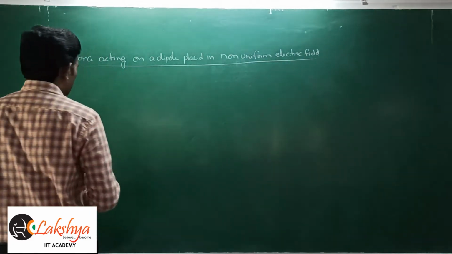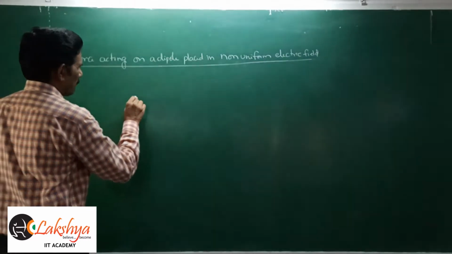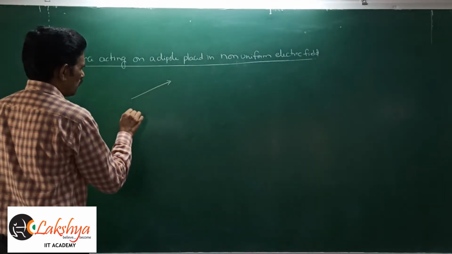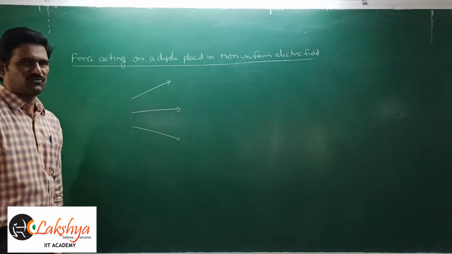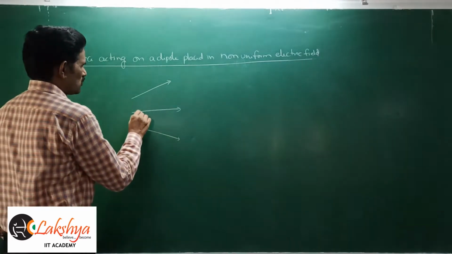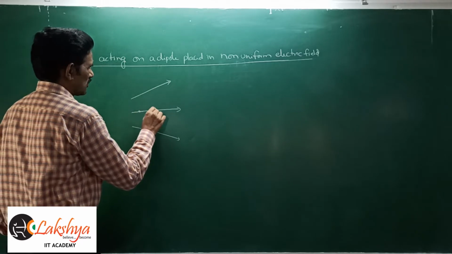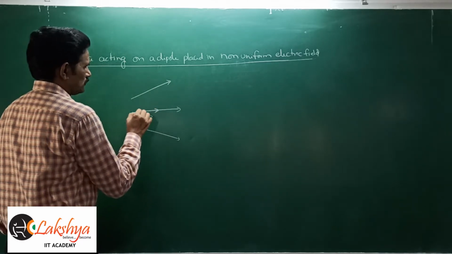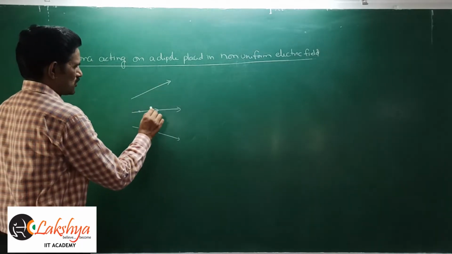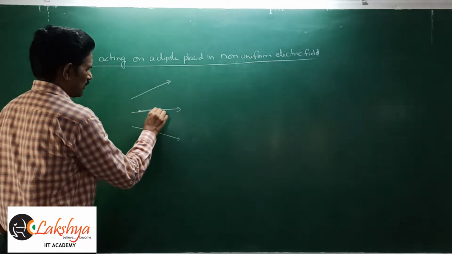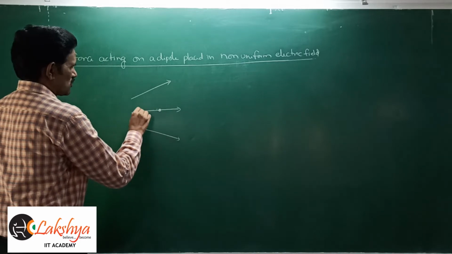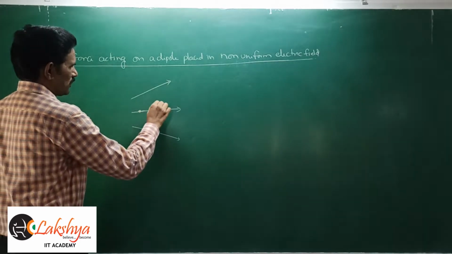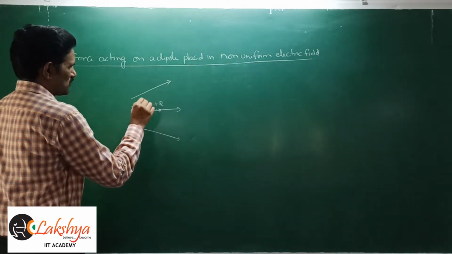For example, I am taking this dipole placed in a non-uniform electric field like this. This is a non-uniform electric field, so the direction is different in different places. Now suppose a dipole is placed along this direction. This is the dipole I am taking here, and let us take the charges separately. Suppose this is one charge plus Q and this is minus Q charge.